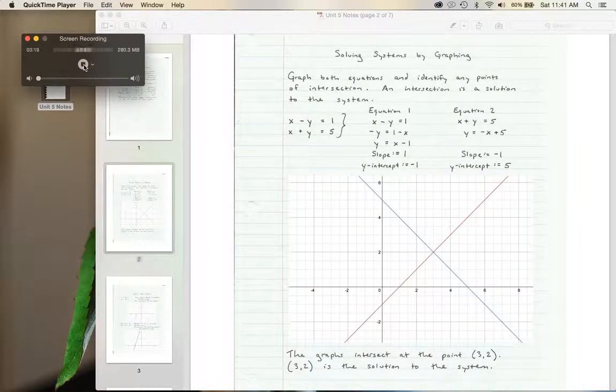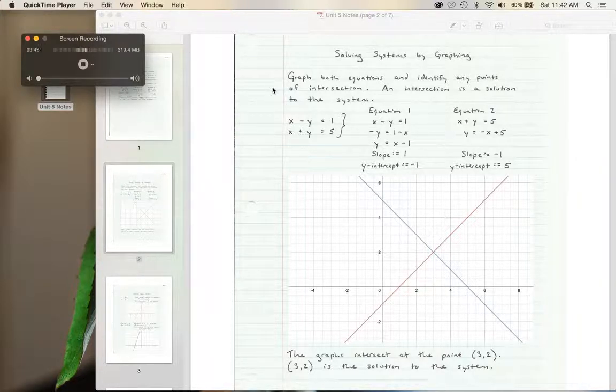In the last page of notes, we verified a solution to a system of equations. In this page, we're going to talk about one method you can use to find the solution yourself. This is the method of graphing. So you can solve a system of equations by graphing, and here's how you do it. You want to graph both equations and then identify any points where those lines, in this case, intersect. An intersection is a solution to the system.